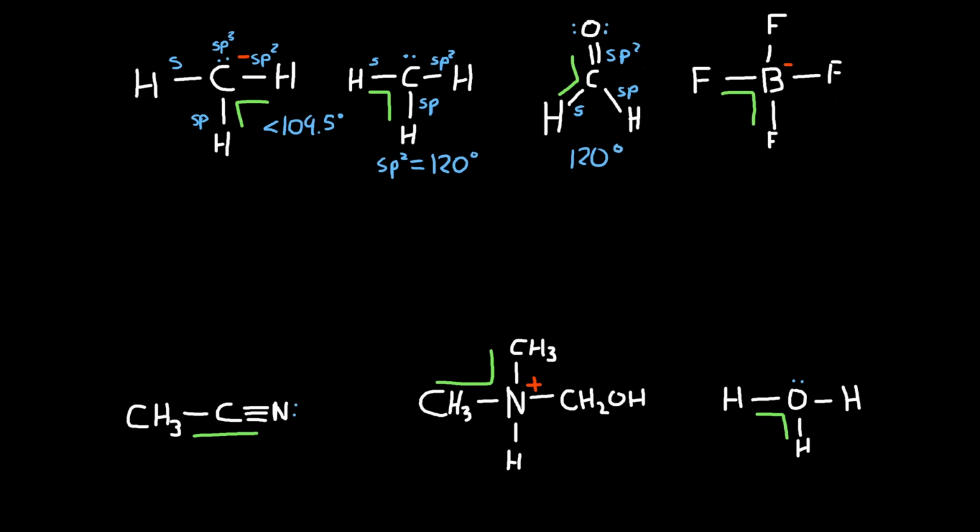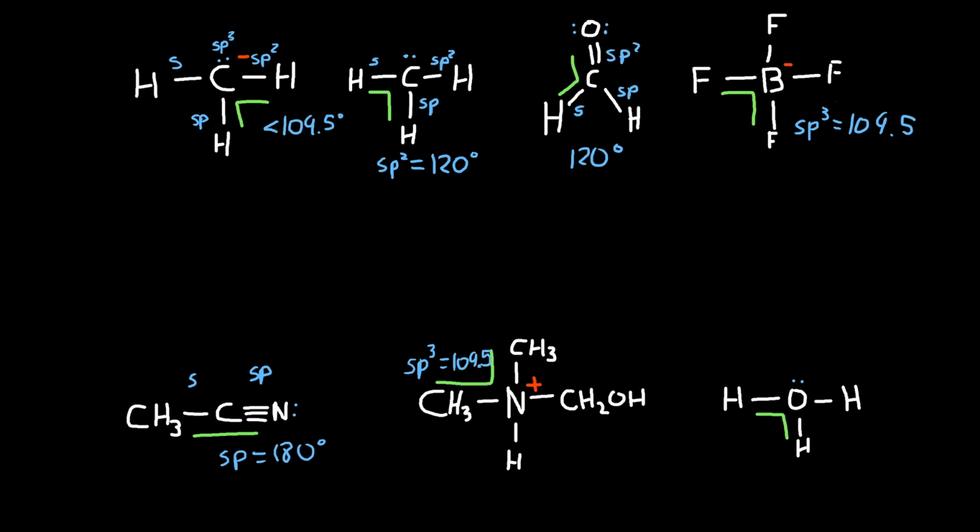For the boron connected to 4 groups, that would be sp3, and that would be 109.5. The bottom left, carbon is connected to 1 group and a second group, so sp, and sp is 180 degrees. For nitrogen here, it has 4 groups, so it would also be sp3, and that is 109.5.